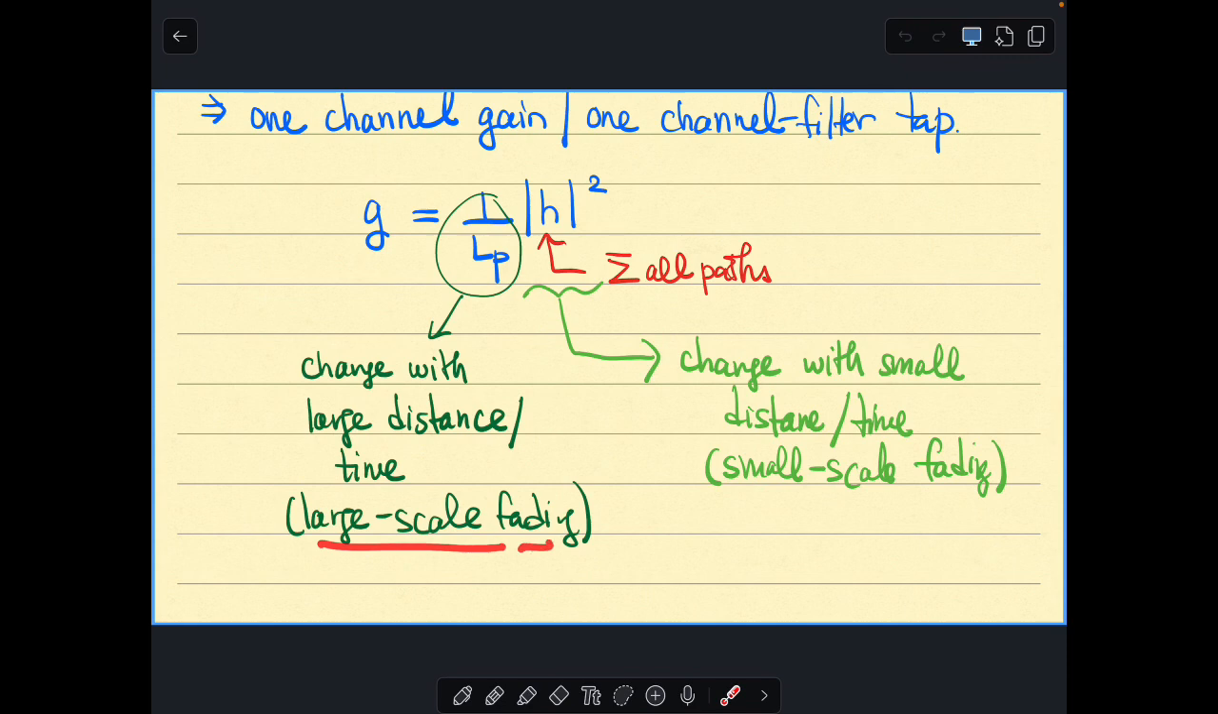Large scale fading means with this LP you have to move in terms of 10 meters, 100 meters, or several hundred meters so that the loss will be obvious. Okay. Anyone has any questions here?